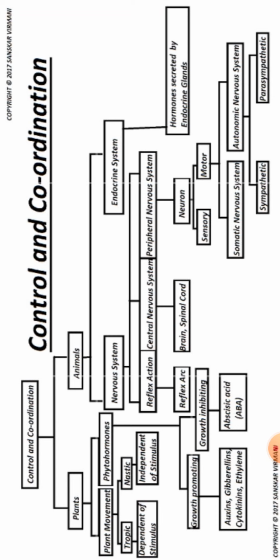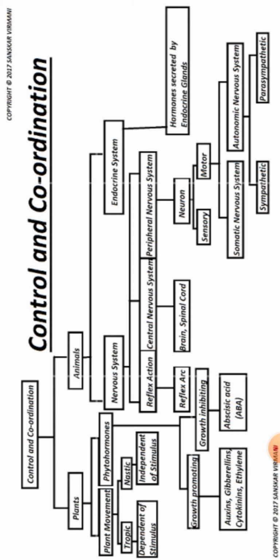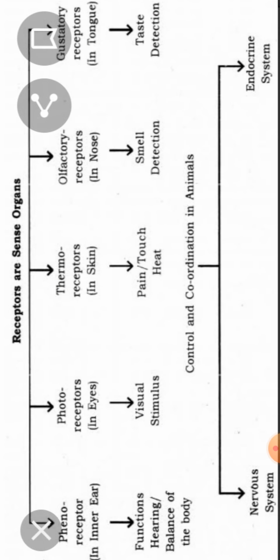In the nervous system we are going to study reflex action. Under reflex action we will also study the reflex arc. Then the nervous system is divided into two types: the central nervous system and the peripheral nervous system. The central nervous system is further divided into brain and spinal cord, and the peripheral system is further subdivided, as you can see here.